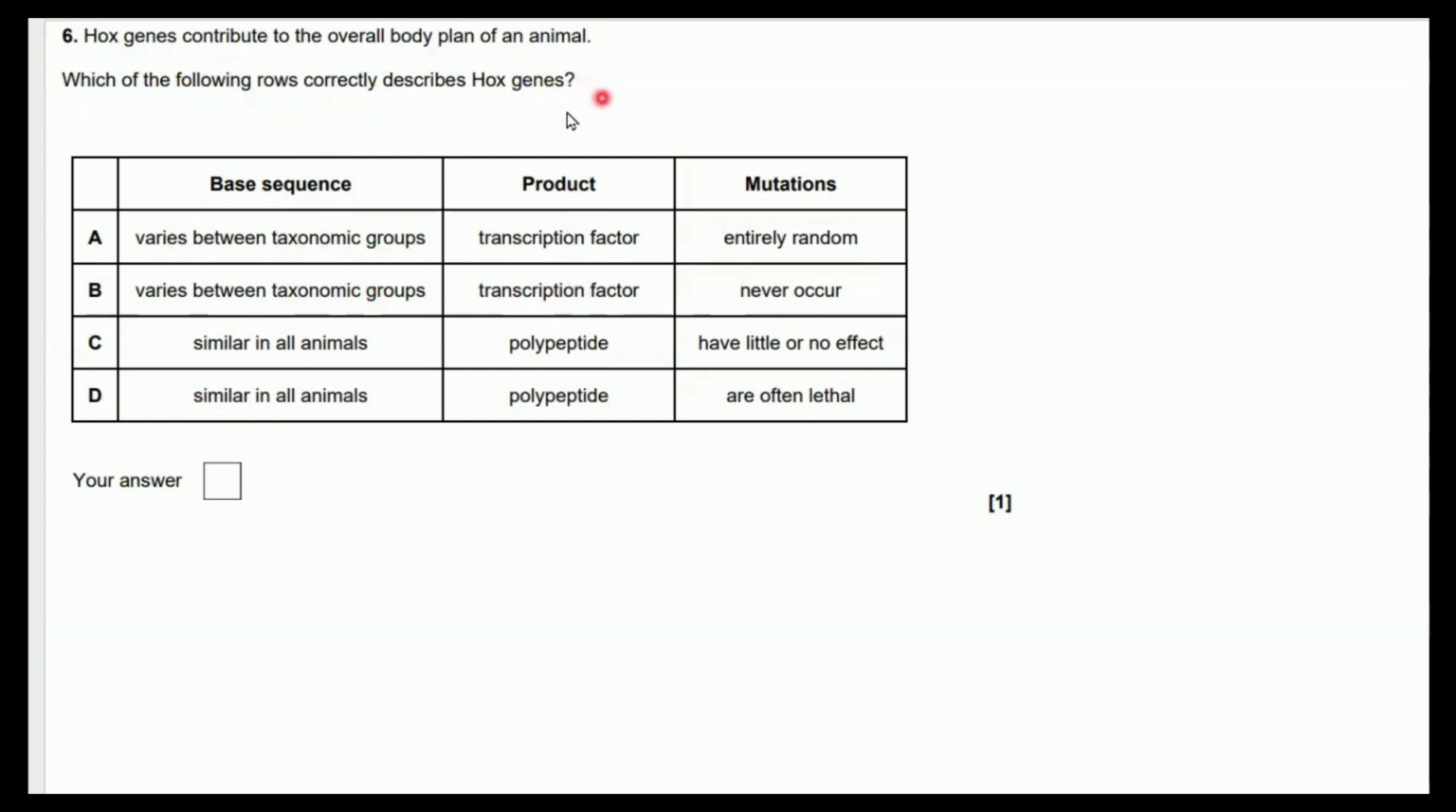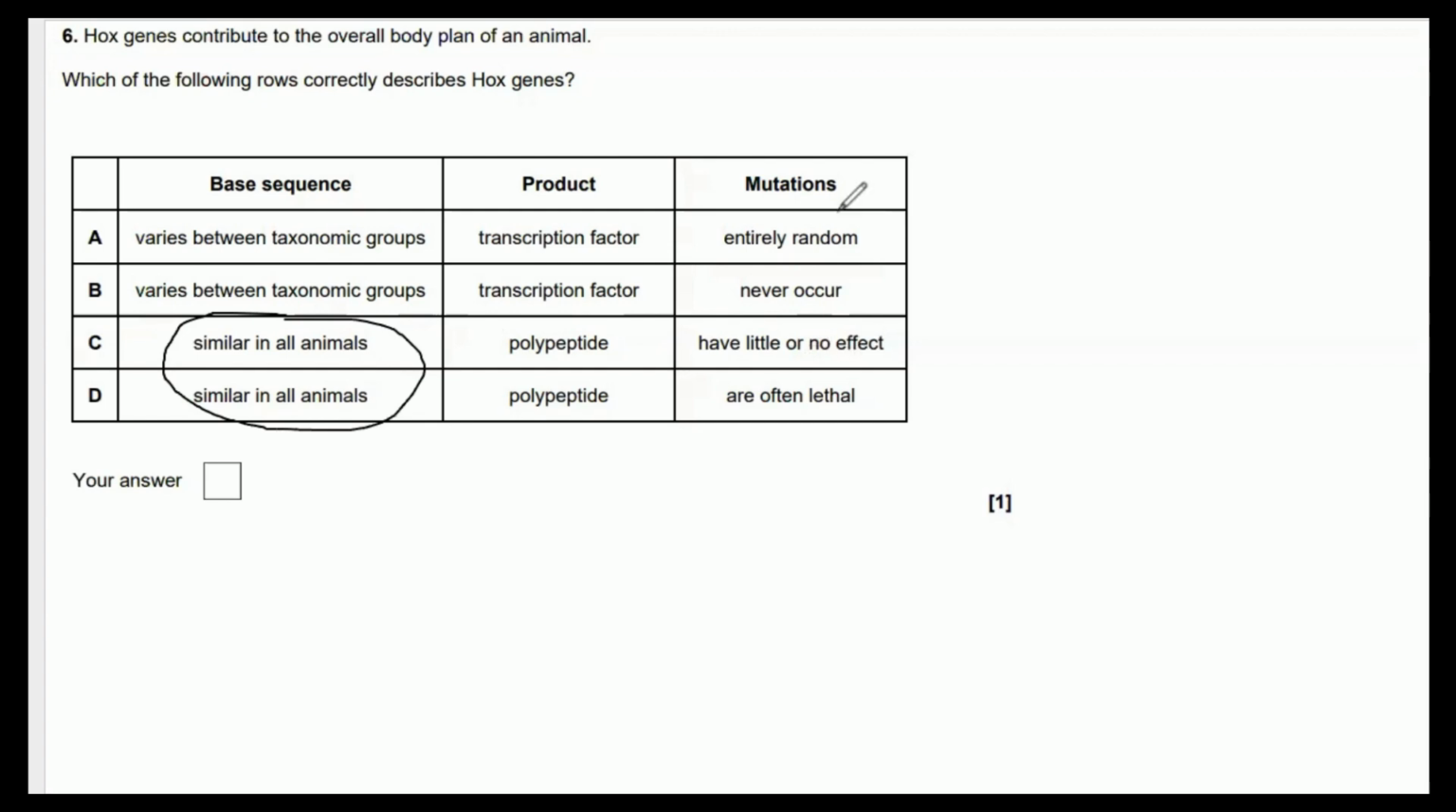What do the Hox genes transcribe? They code for a protein, normally a repressor or activator protein that is going to change. So yeah, similar in all animals. So we're looking at C and D because Hox genes are found in all animals and they're quite similar, generally 180 base pairs. The product is a polypeptide. That's true. It's like a repressor protein like we saw in the lac operon.